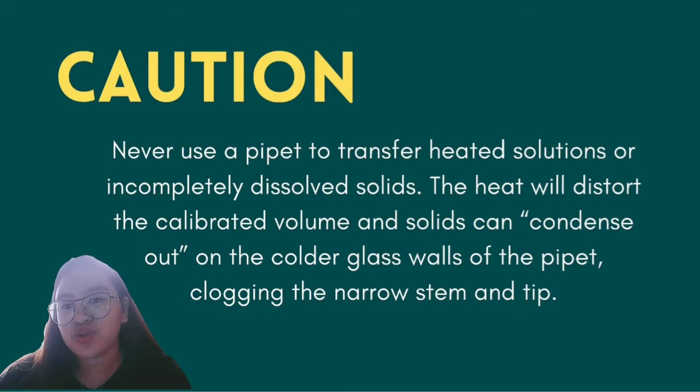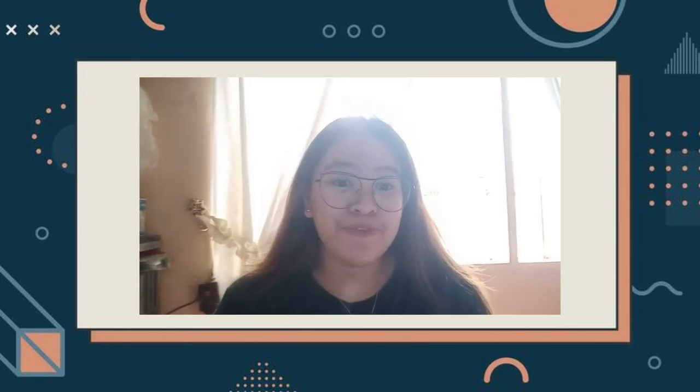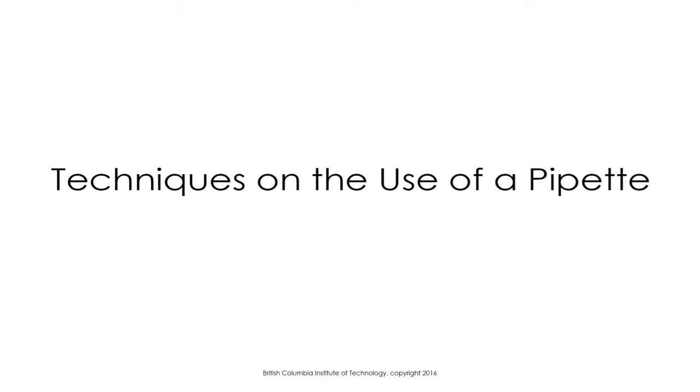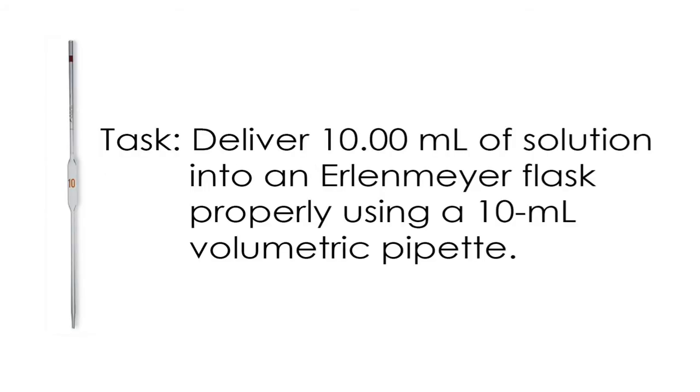The heat will distort the calibration volume and solids can condense out on the colder glass walls of the pipette, clogging the narrow stem and tip. And to better understand how to properly use a pipette in a laboratory, we also looked for a short video that you can also watch. Welcome to the video on techniques on the use of a pipette.